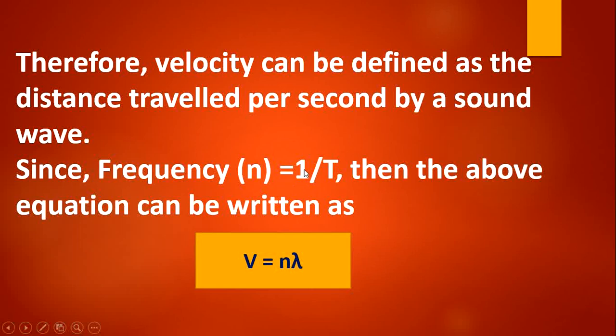Now substitute this value in the equation v is equal to lambda by T. Then the equation becomes v is equal to lambda by 1 by n. Now the n goes to the numerator. Then the equation can be written as v is equal to n lambda. This equation is very important. What is the relation between velocity, frequency and wavelength? v is equal to n lambda.